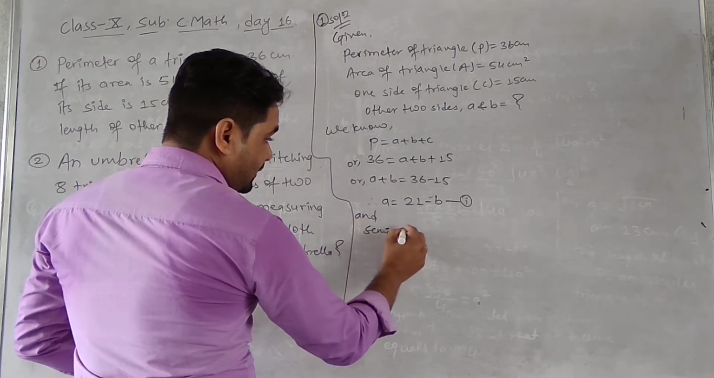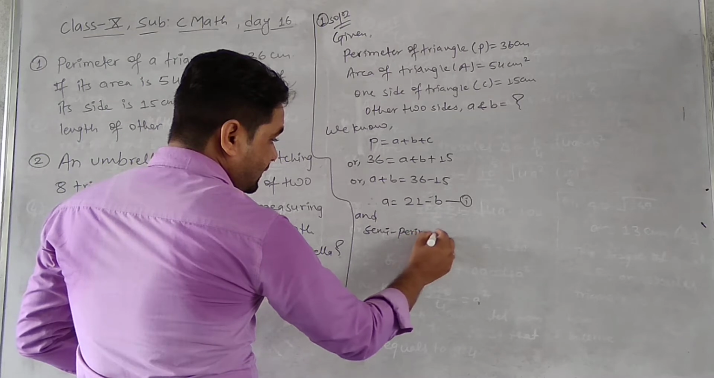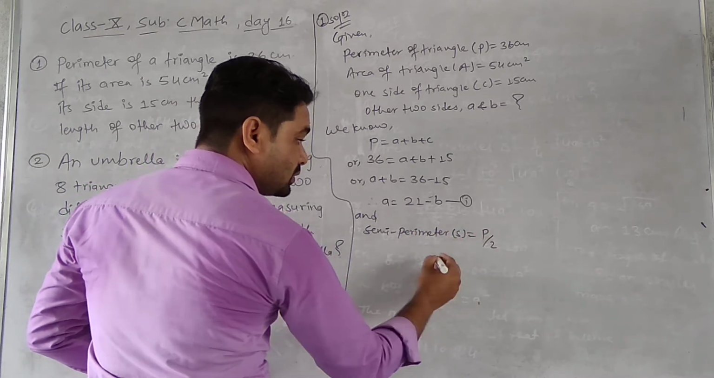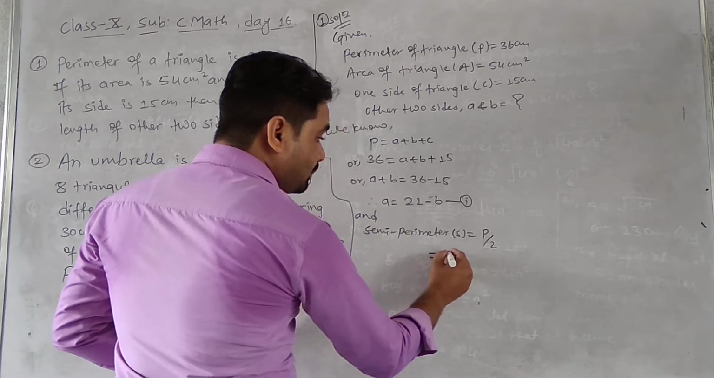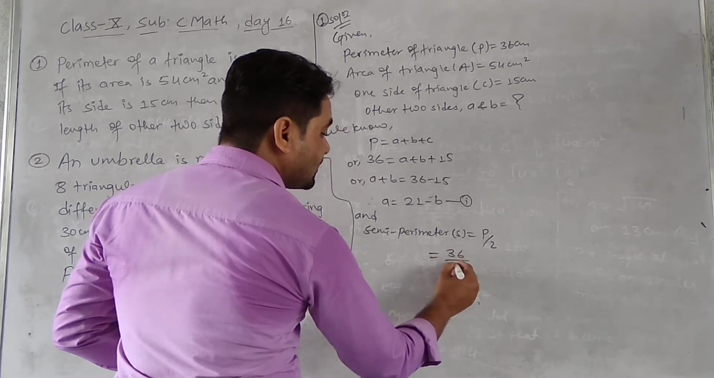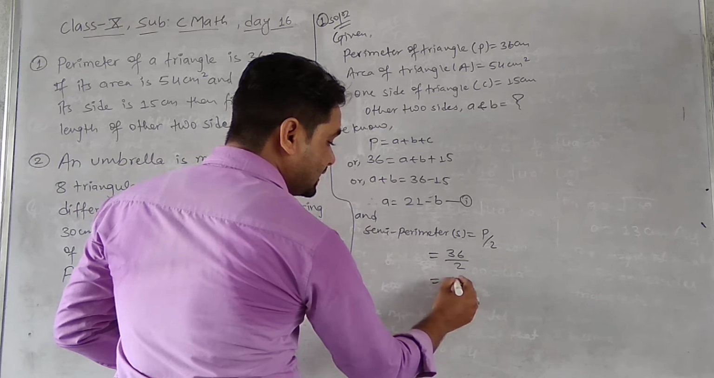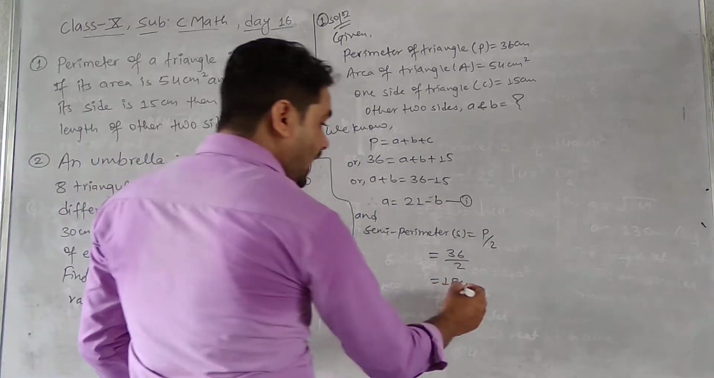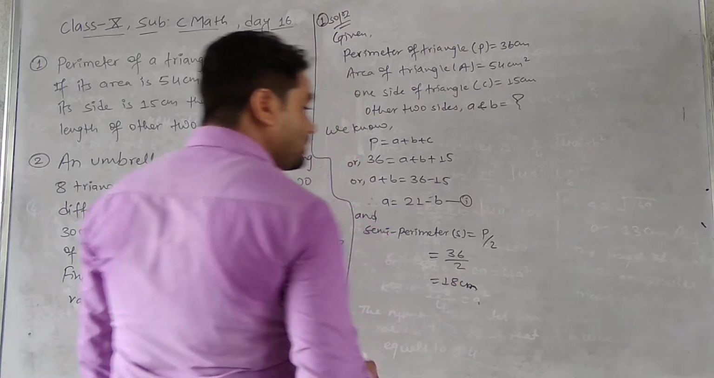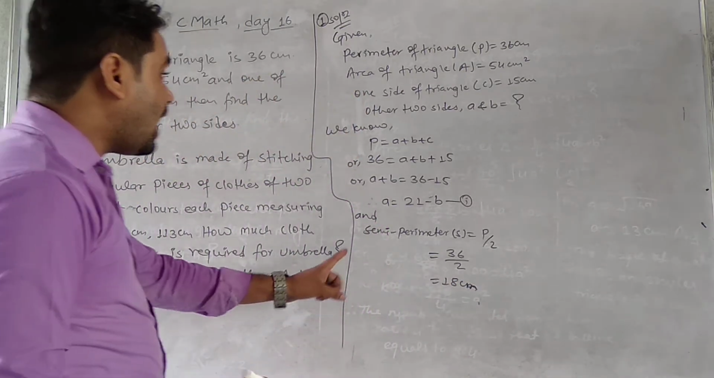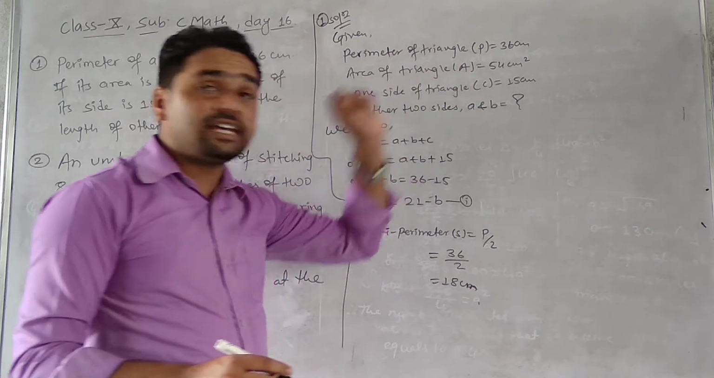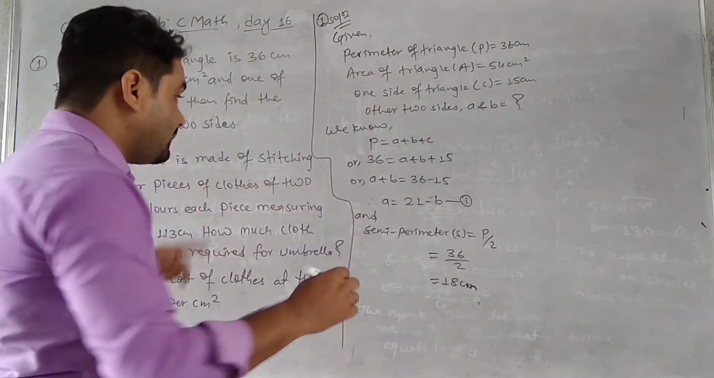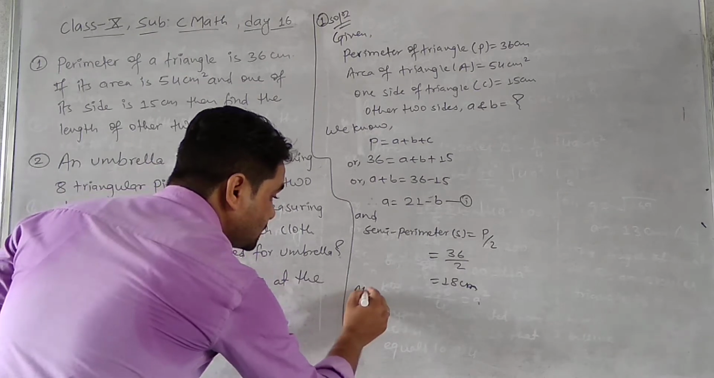And now, for the area of a scalene triangle we need the semi-perimeter. The semi-perimeter S equals P by 2. That means P is 36, divided by 2, we get 18 cm. This is the semi-perimeter. And now, on the basis of that, we are going to apply the area formula, since the area is given.